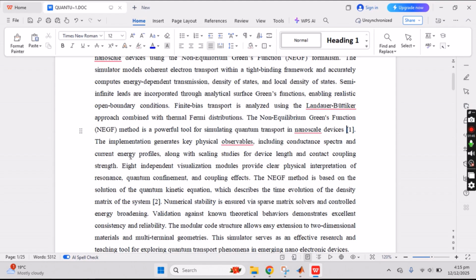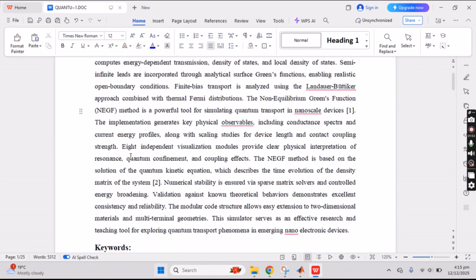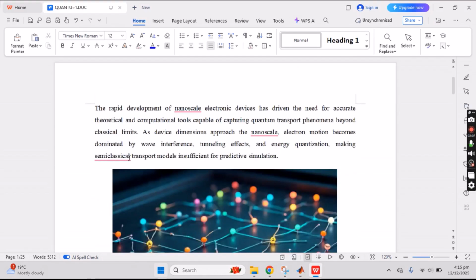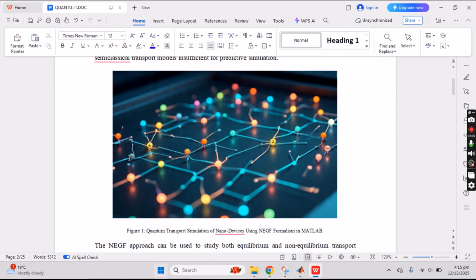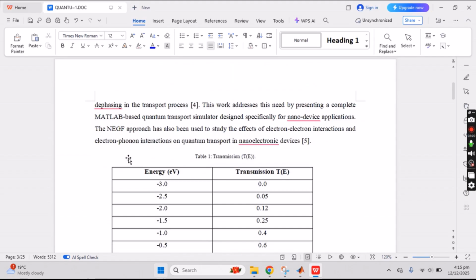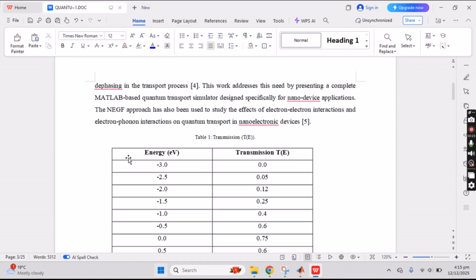The NEGF method is used to develop the solution of the quantum kinetic equation, and numerical stability is ensured via sparse matrix solvers and controlled energy broadening. I have written the abstract with keywords and the introduction. In the introduction, I have added how quantum transport simulation of nano devices is done using the NEGF formalism in MATLAB.